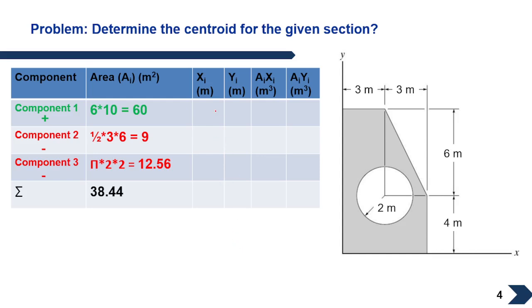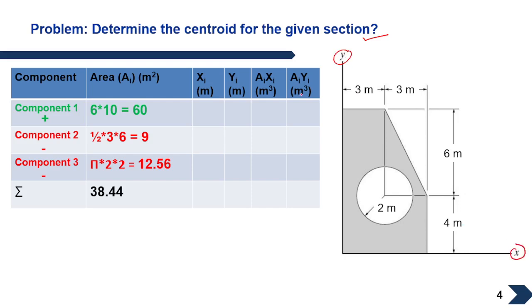and see the sum. So here in this problem we need to determine the centroid for the given section. In this question they have not given about which axis you have to find, so you can easily assume that you are going to find about the y axis and x axis.